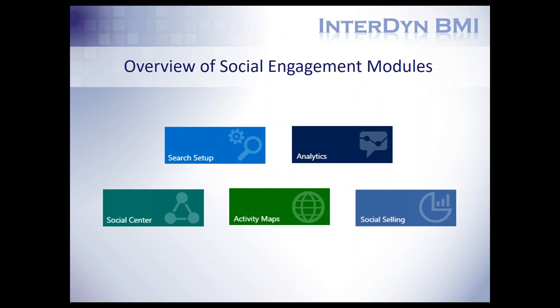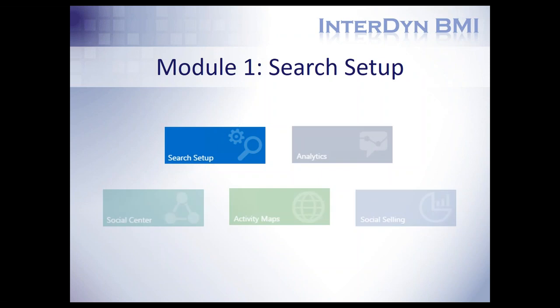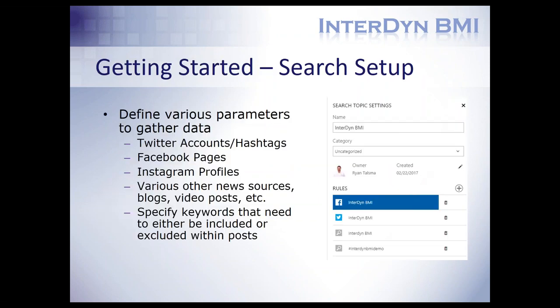So we'll get into all these modules individually, but we're going to start with the search setup. This is where you really get started. This is where you're going to define the parameters on how and where you're going to gather the data. In my image on the right, you can see I have a search topic set up for Innerdyne BMI. I want to track everything about Innerdyne BMI that's happening within social media.